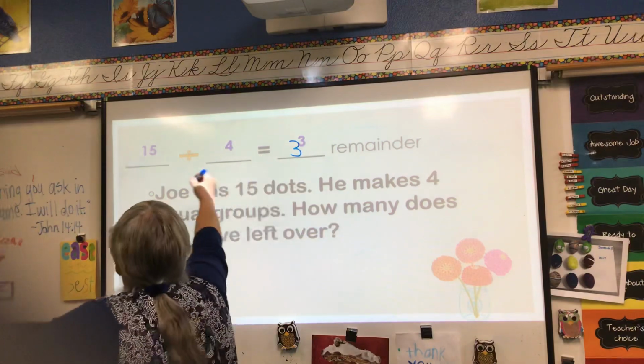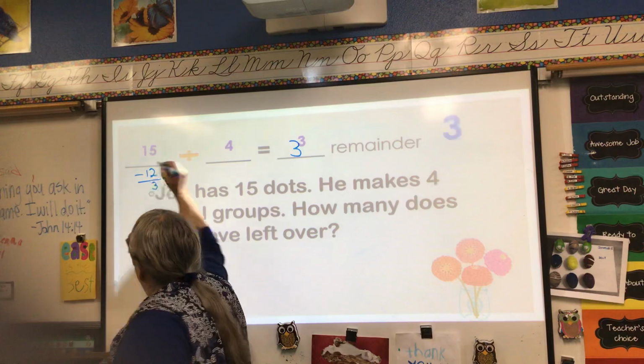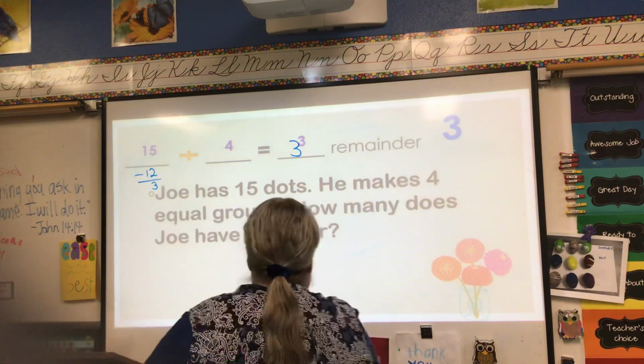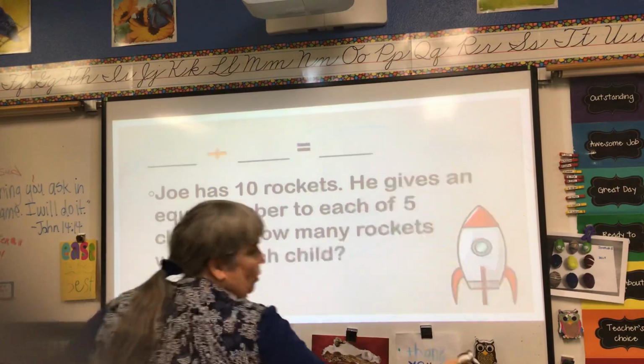There it is. 3 times 4 is 12. I'm going to subtract, and I get 3. So my remainder is 3. So hopefully that makes remainders a little more clear.